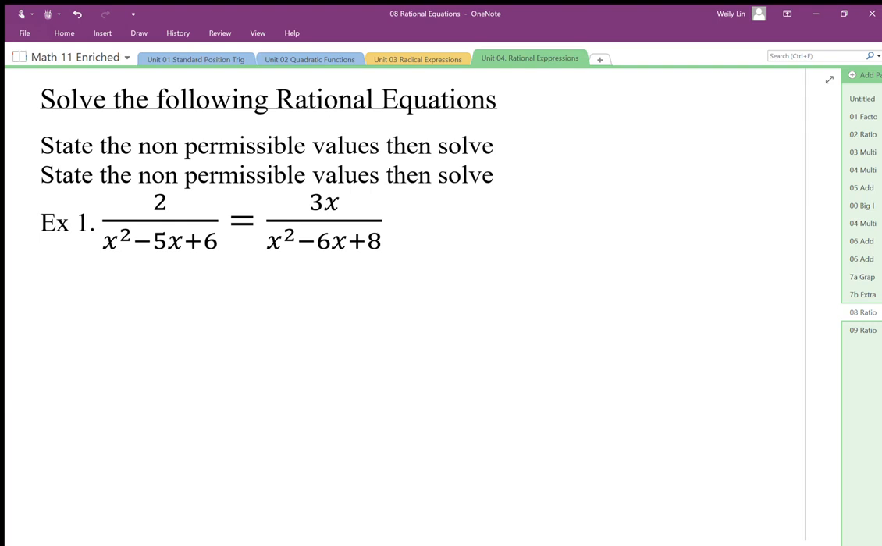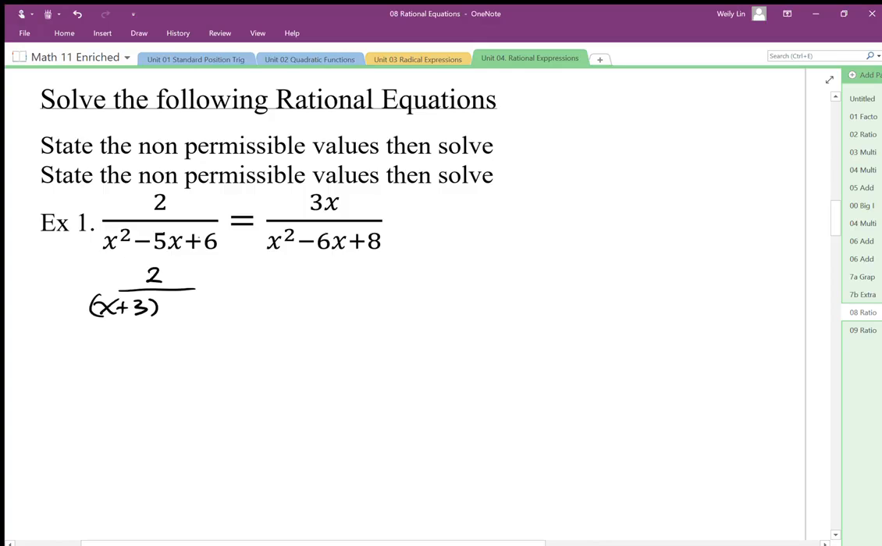We're going to solve these rational equations, and we want to be able to state the non-permissible values before we solve. It's written twice because it's really important. Actually, it's just a typo, but make sure that you state your non-permissible values. To state them, we're only looking in the denominator, and we need the factors, because any time we have a factor of 0, we're going to end up with a 0 in the denominator. So our first step is going to be to factor.